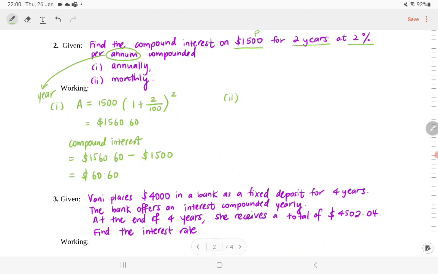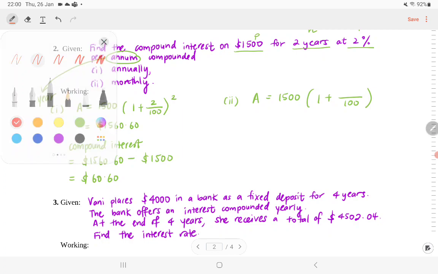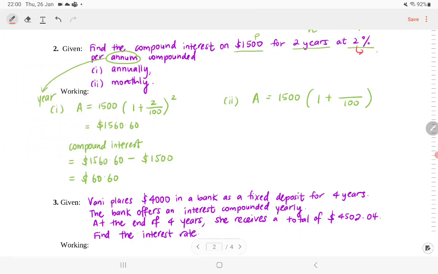Now what happens if it's going to be compounded monthly? Same formula, but what is going to change is the interest rate and the N. Now this 2% is for 1 year. That means it's for 12 months. So if you do proportion, 12 months is 2%. 1 month will be 2/12 percent, which is 1/6.